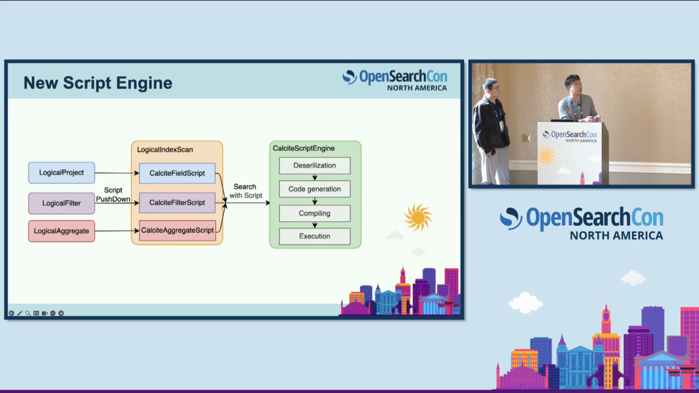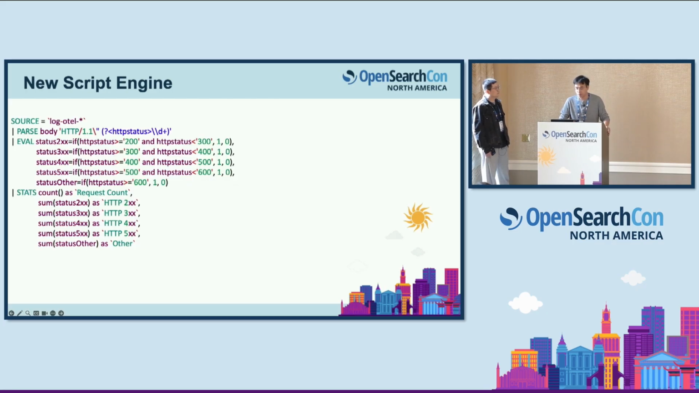So when the search request with the script is submitted, our pre-registered script engine will try to deserialize the script bytecode into its original Calcite expressions. It will then generate code for the expressions, compile the generated Java code, and execute the code to return the final results. And let's see what we can do with the script pushdown.